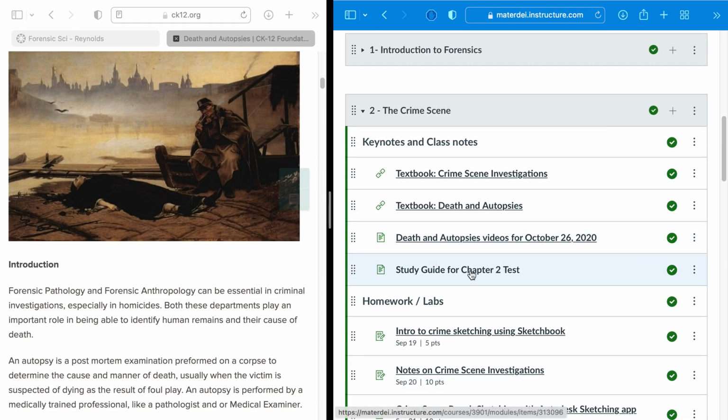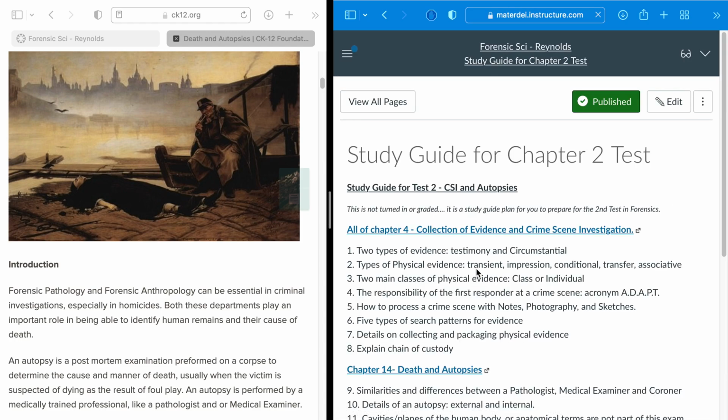The crime scene study guide for it's really a unit 2 test, not chapter 2 test. So here it is, study guide. I didn't give you a PDF file, but it might be good for you to just highlight all this, copy it, and paste it into Notability or Pages, wherever you like to take notes.